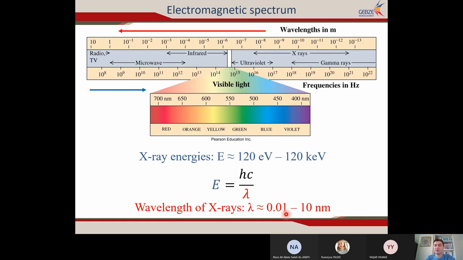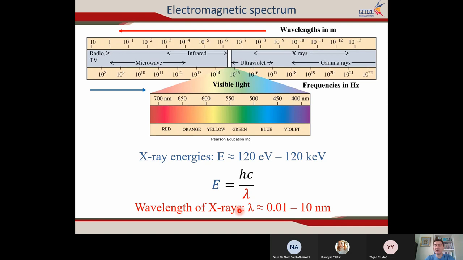We are talking about the atomic radius. The radius of the atom is around 5 angstrom, okay? 2 angstrom, 2.5 angstrom for many atoms. So it means that X-rays can interact with the atoms, okay? So you can investigate the atoms with X-rays, with that property.